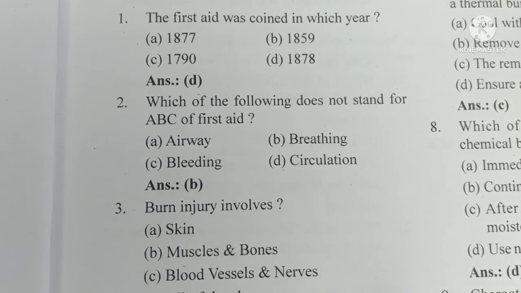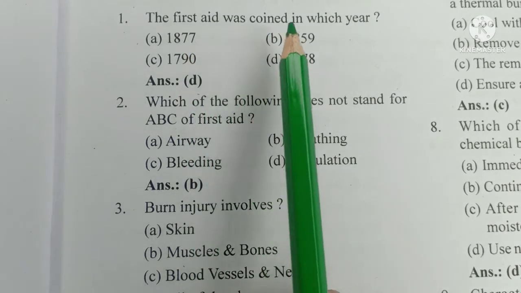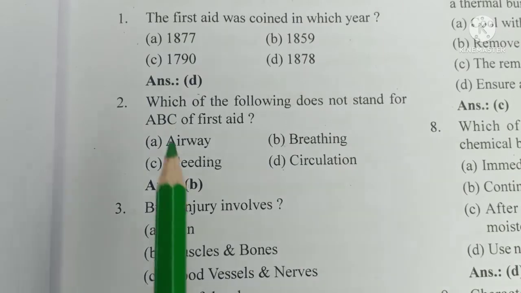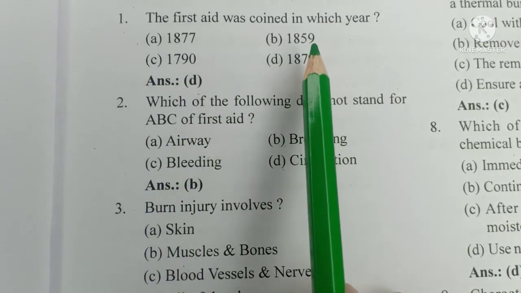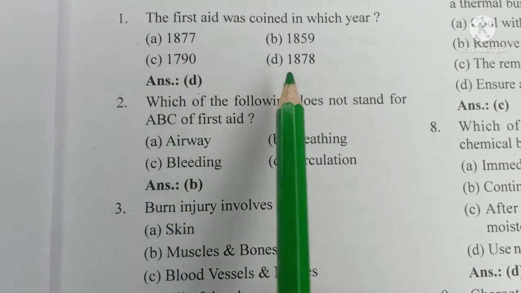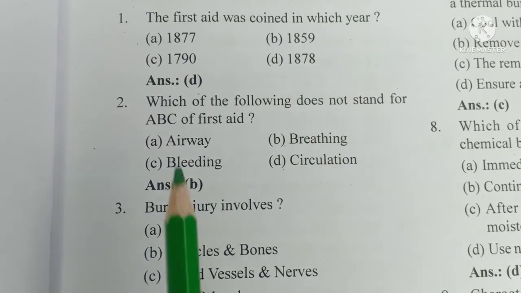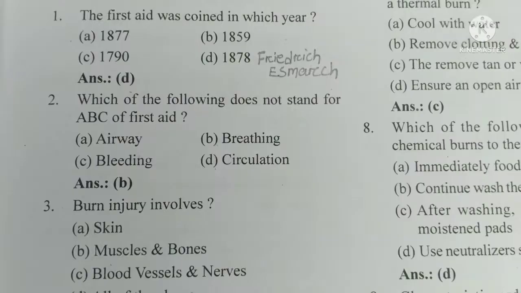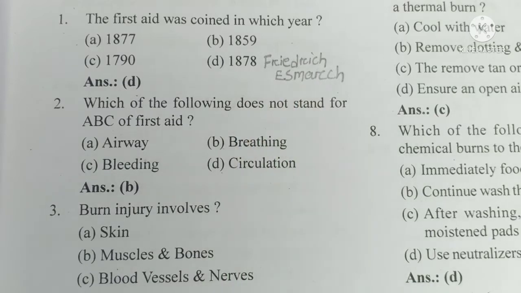Number 1. The first aid was coined in which year? 1877, 1859, 1790, 1878. The answer is D. 1878. Friedrich S. March is the founder of modern first aid.